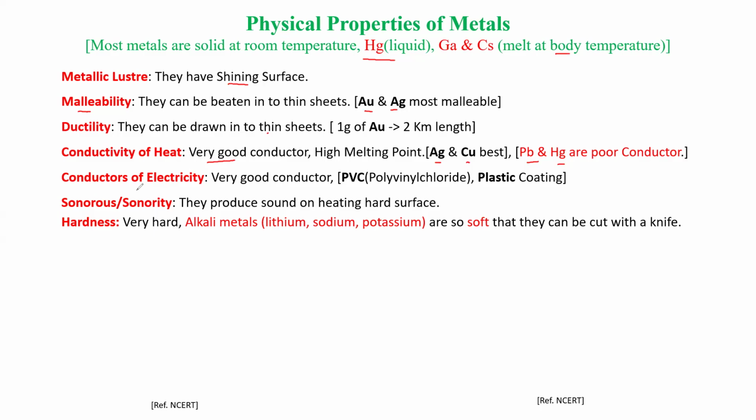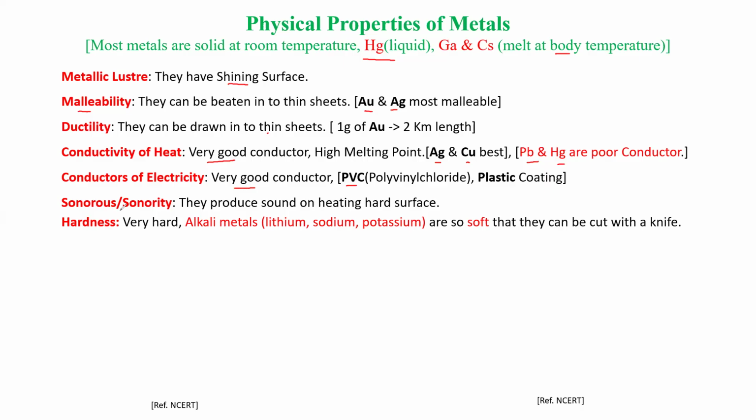Next, we have conductor of electricity. Yes, it is a very good conductor of electricity also. Okay. So here we have polyvinyl chloride and plastic coatings applied on this for protection purposes. Okay. So this is also important: what we are going to use for protection. So we have plastic coating or PVC, that is called polyvinyl chloride.